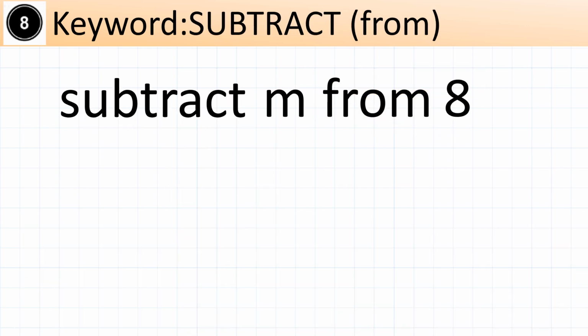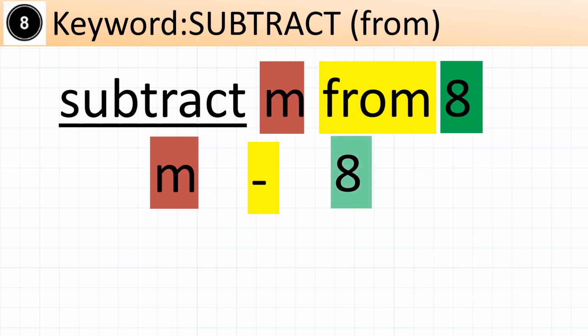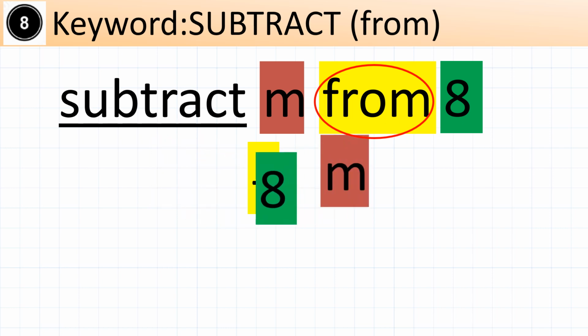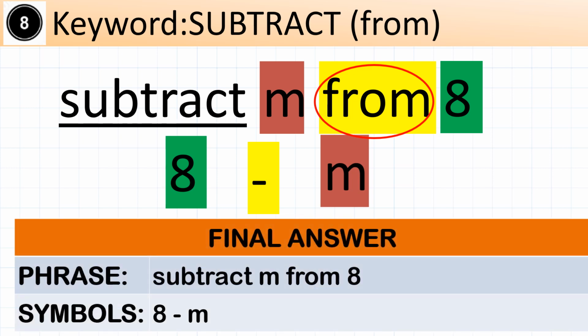Another keyword is subtract. In a mathematical phrase, we use subtract from. For example, subtract m from 8. Subtract indicates subtraction. We copy m, from is minus, 8. And since we have the word from, we exchange 8 and m in their positions. Subtract m from 8 is translated to 8 minus m. And that is our final answer.